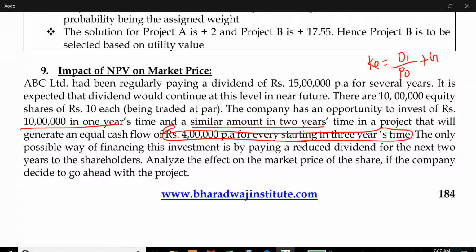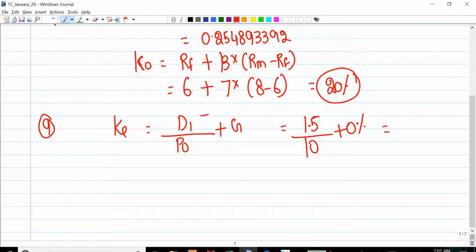D1 is 15 lakh divided by 10 lakh shares. Current market price is 10 rupees, being traded at par. So the current market price is 10 rupees. 1.5 by 10 plus growth rate is 0%. And cost of equity is how much? Cost of equity is 15%. Clear? Any doubts on this? D1 by P naught plus growth rate. KE is 15%. Done. Next, computation of NPV.